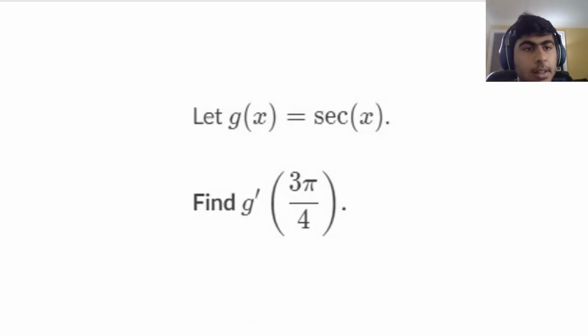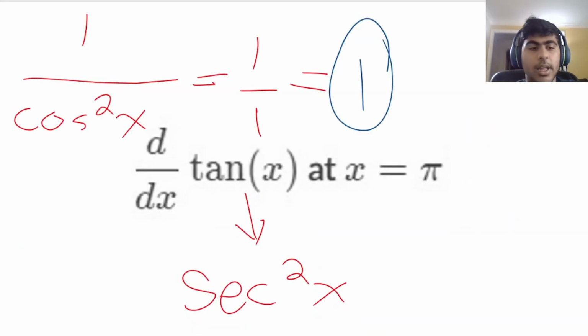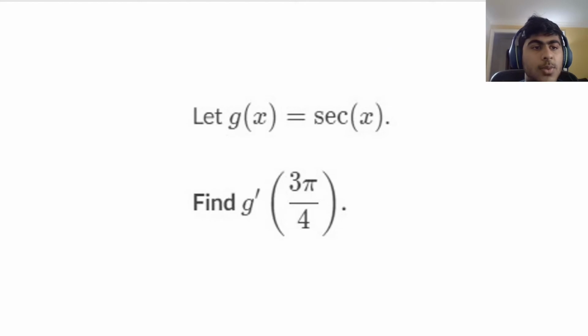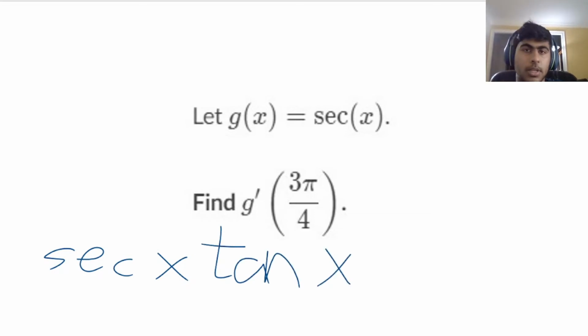All right. Let's go to some other questions. All right. So we have g of x equals secant of x. Now, if you remember back here where we had the secant squared x, we're going to use the same principle. You have two secants, one tangent. You want to have two secants, one tangent when you use it here. That's going to be sec x, tan x. And if you multiply this, you get two secants and one tangent.